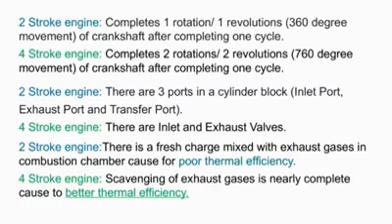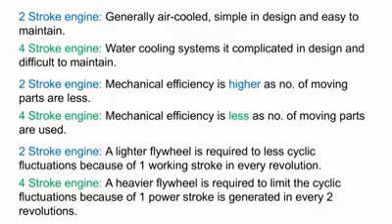In a two-stroke engine, the fresh charge mixes with exhaust gases in the combustion chamber, causing poor thermal efficiency. In a four-stroke engine, scavenging of exhaust gases is nearly complete, causing better thermal efficiency. A two-stroke engine is generally air-cooled, simple in design and easy to maintain. A four-stroke engine has a water cooling system, which is complicated in design and difficult to maintain.